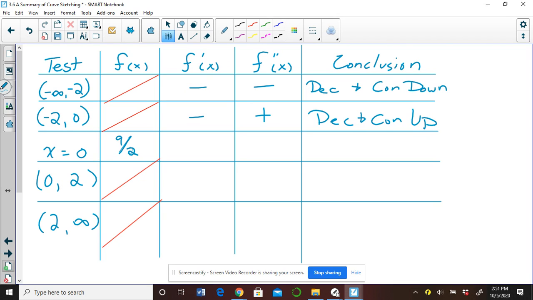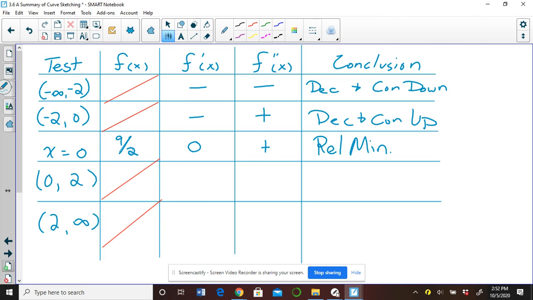At 0, prime is equal to 0, which makes sense because it is a horizontal tangent, therefore it should equal 0. Now, if we plug 0 into double prime, we get a positive. And because we get a positive, or that it's concave up, and this is a possible point of extrema, we now know that this is a relative minimum because it's concave up at 0, and it's a critical number.